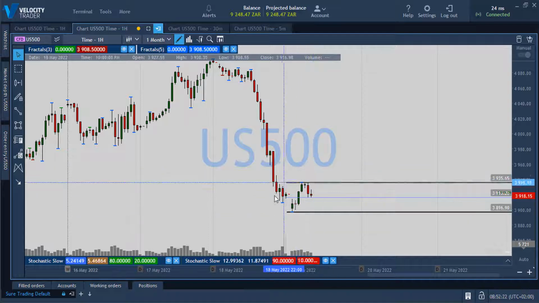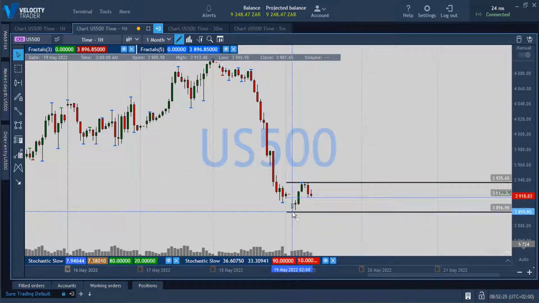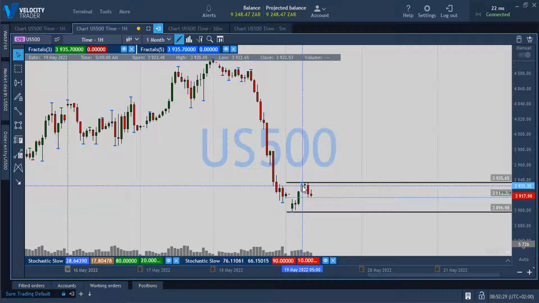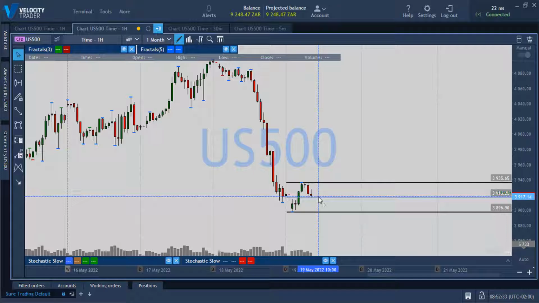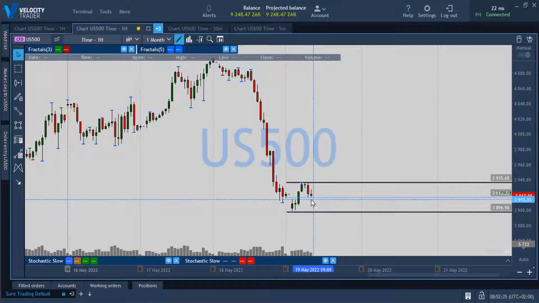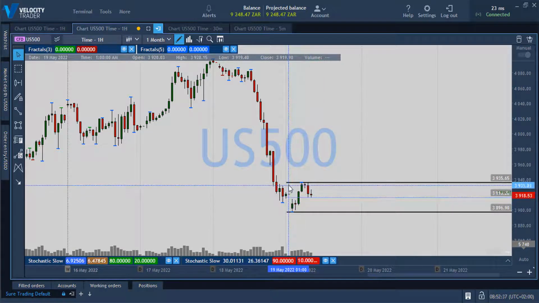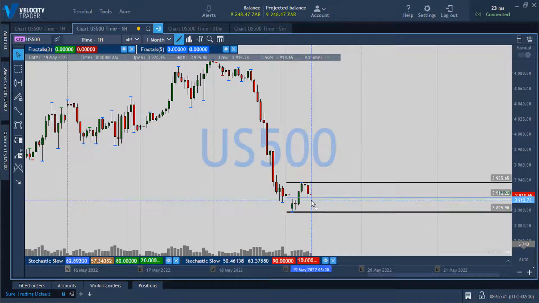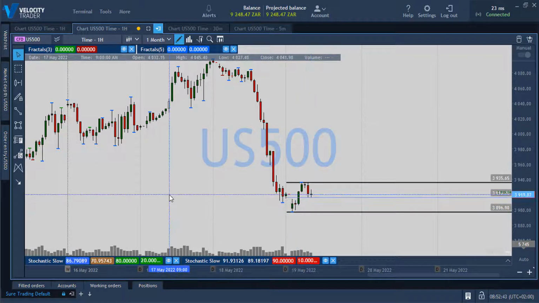So I've plotted my range. I'm using the low so far, which is 389,690, and the high, which is 393,565, and then I've placed my middle point over here for stop losses. We take from the midnight candle all the way to the 8 o'clock candle to plot our range. So let's place our orders.